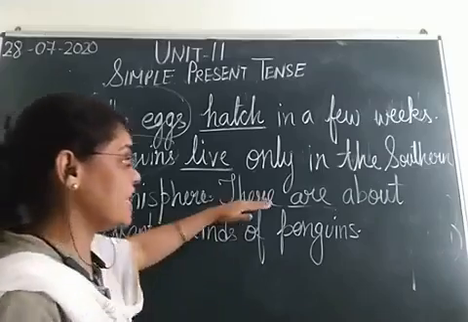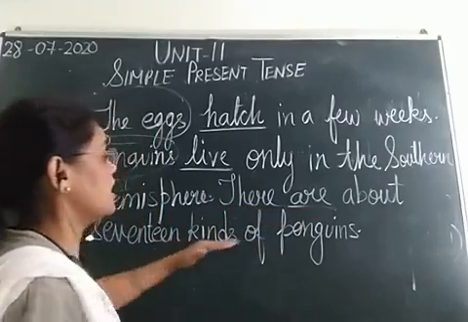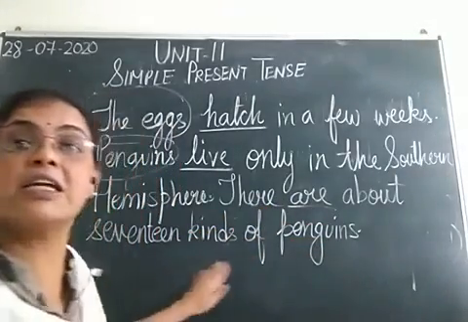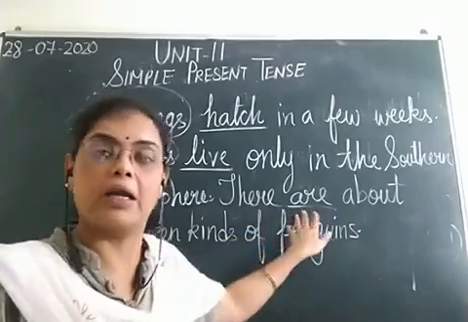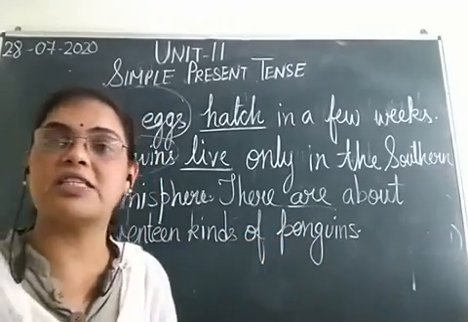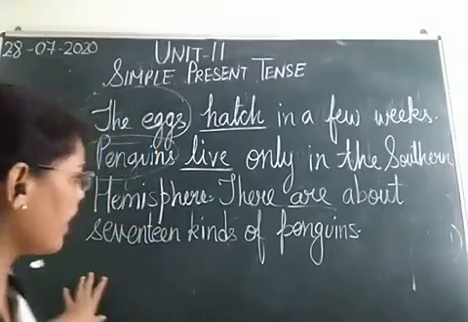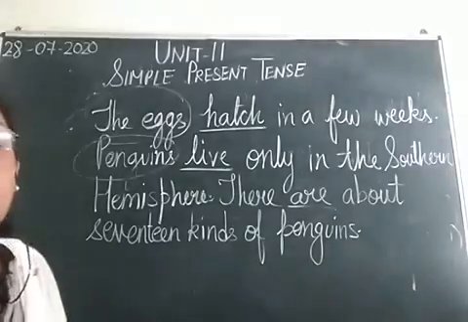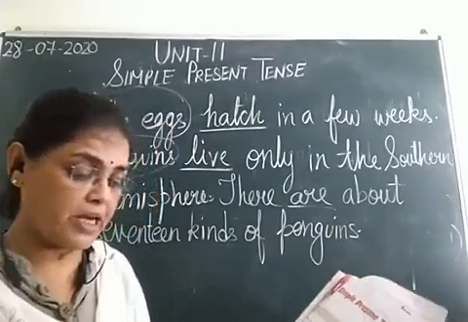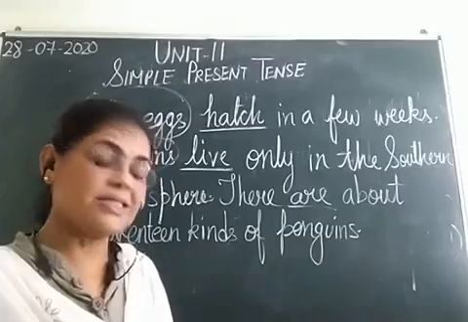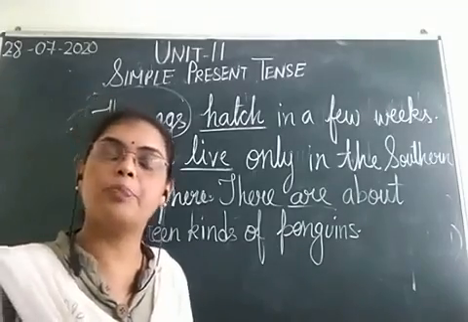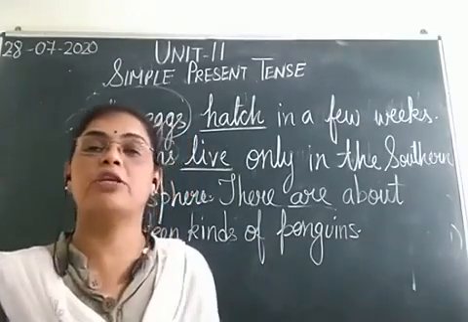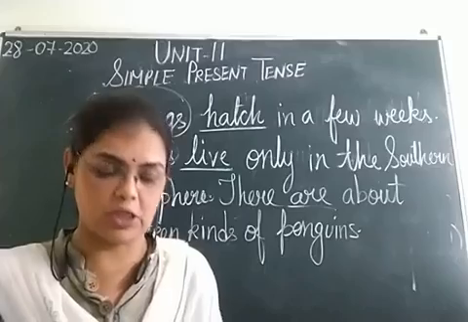Then the next sentence. There are about 17 kinds of penguins. So, there are, because 17 kinds is plural, so we'll be using are. With plurals we use are, and with singular we use is. Fine. So there are about 17 kinds of penguins. So now I hope the paragraph given on page number 47 is clear to you. The information about penguins, where you need to use the root form of the verb and where you need to use the root form of the verb plus s or es.